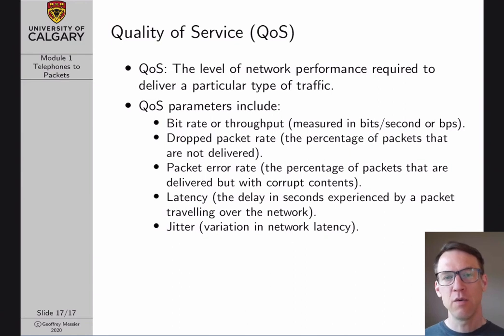And the QoS of a traffic type is basically the level of network performance required by that traffic. And so what kind of a network do we need? What does the network need to do in order to support Netflix? What does the network need to do in order to support transmission between oil and gas sensors? And when we talk about the QoS of a network traffic type, we then have a bunch of parameters that we typically specify.